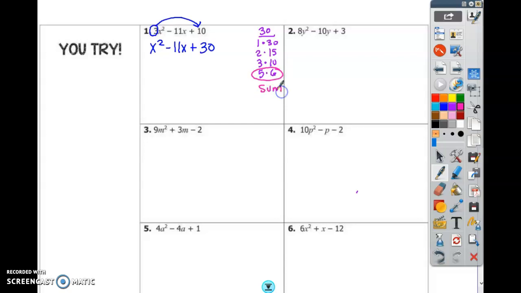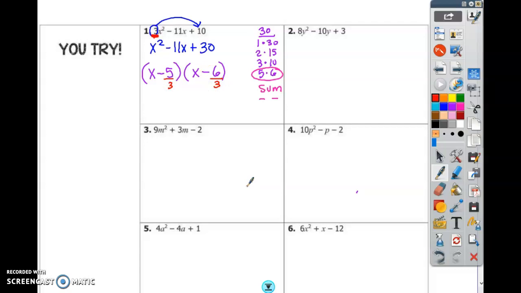Sum. The 11 is negative, so they have to both be the same sign. Same sign if it's a sum. You're writing this down. So then we write the two factors down, which is going to be x minus 5 and x minus 6. Am I done? No. Now I take that 3 and I divide both of them by 3.